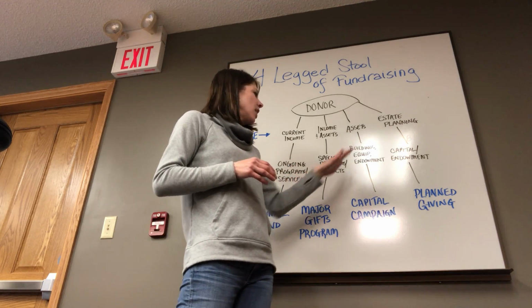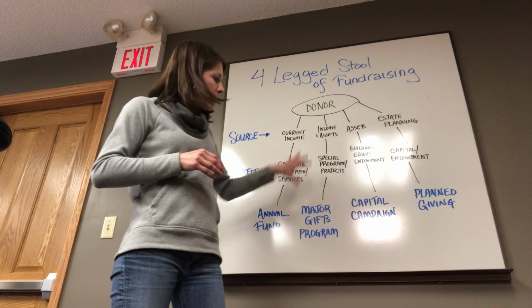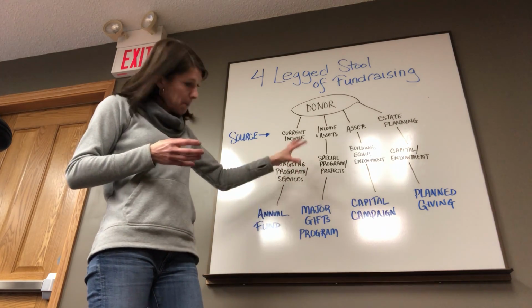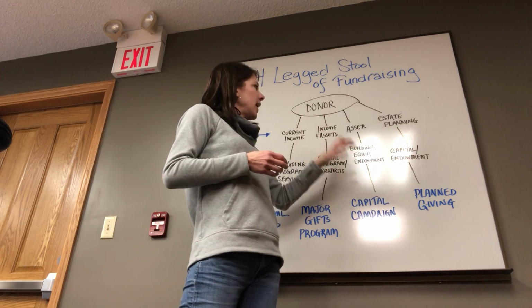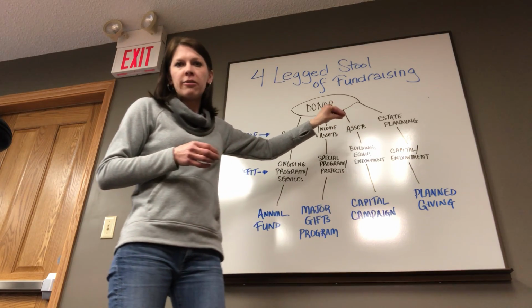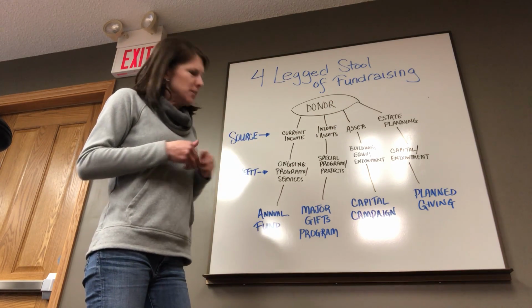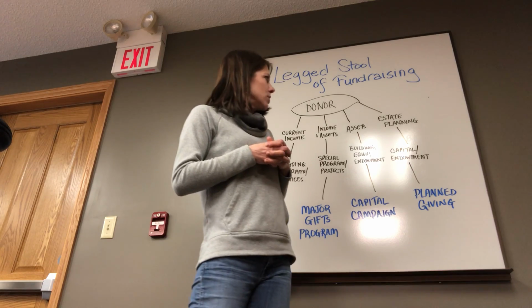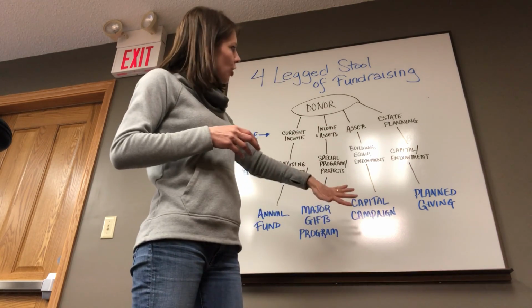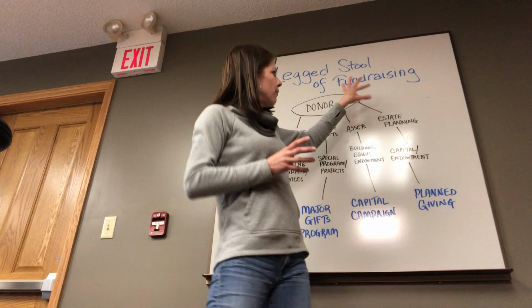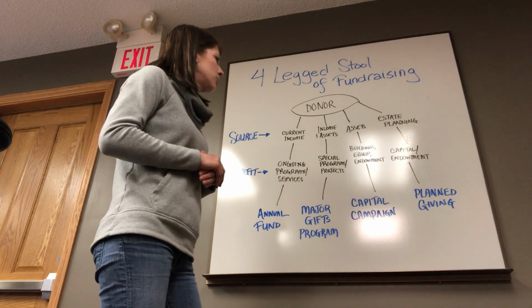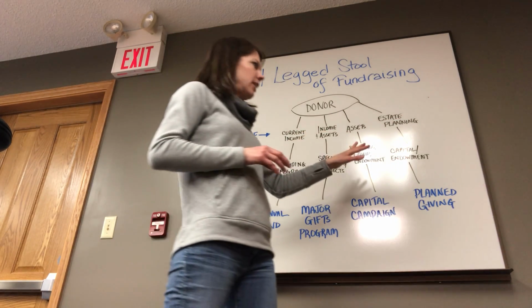So again, these are going to be larger gifts, sometimes quite a bit larger than a major gift, and it's typically only coming out of a donor's asset pool because it is such a large amount. So that is our third leg, and our fourth and final leg of our stool is planned giving.